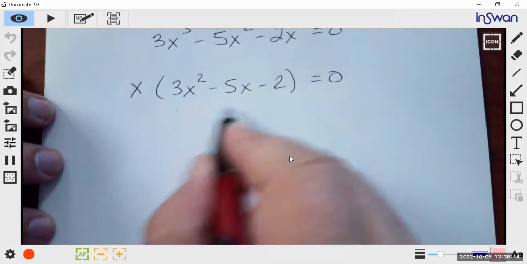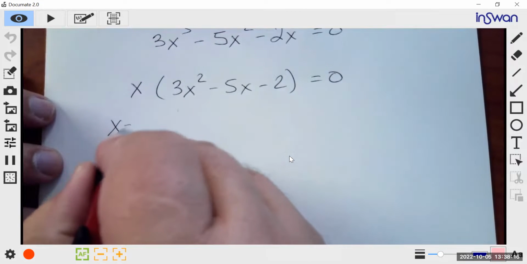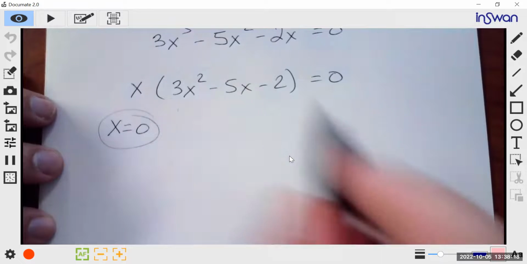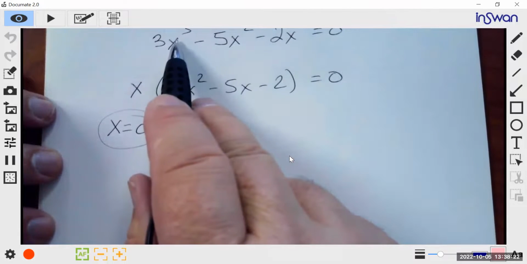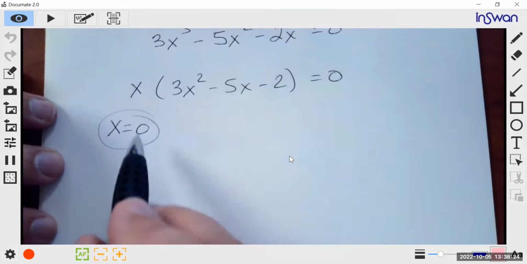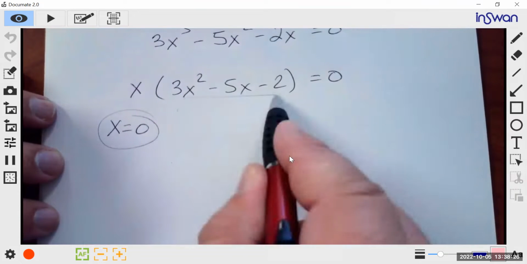Now we got to solve both of these. This one's pretty easy because x equals 0. That's one of our solutions. Since they all have x's, if x is zero, the whole thing's 0. So that's one of our answers. How do we find the next two?